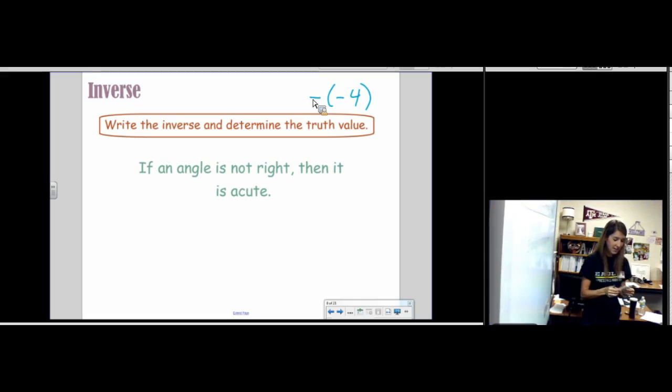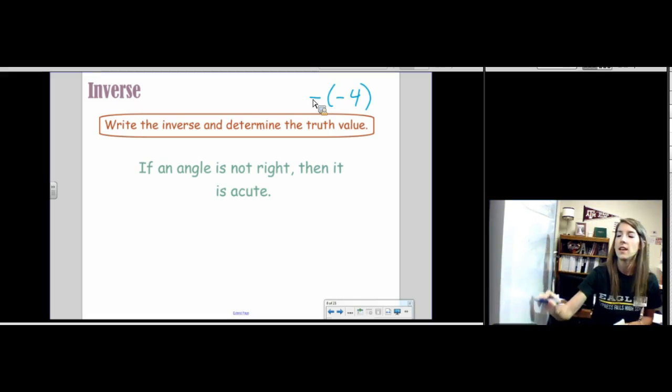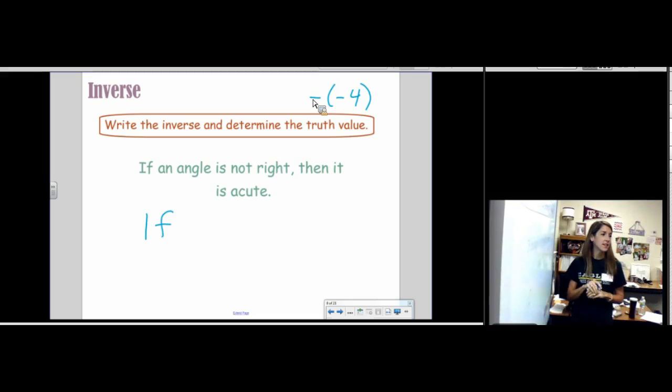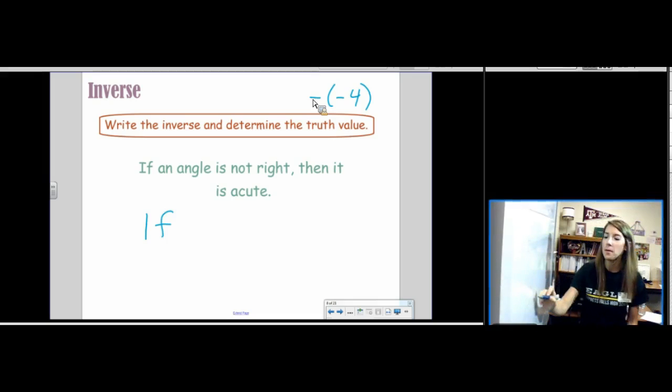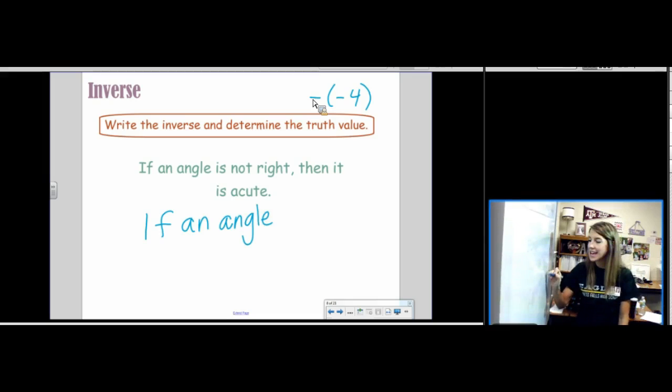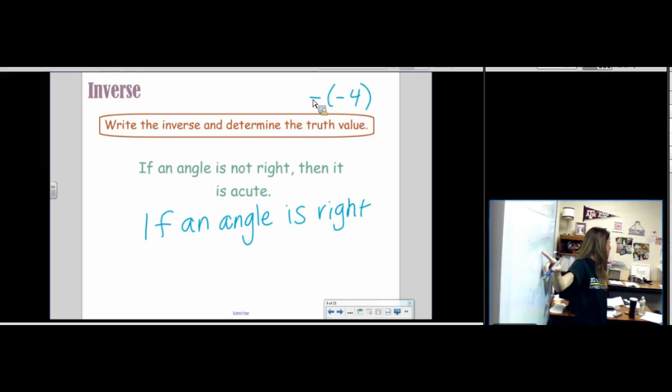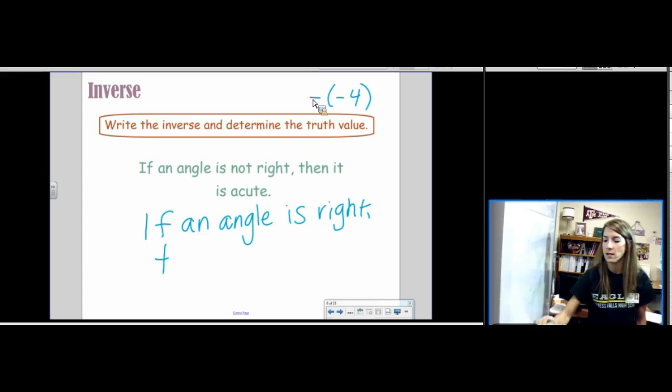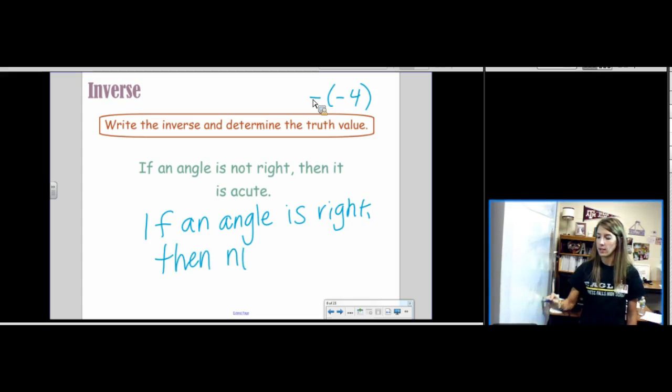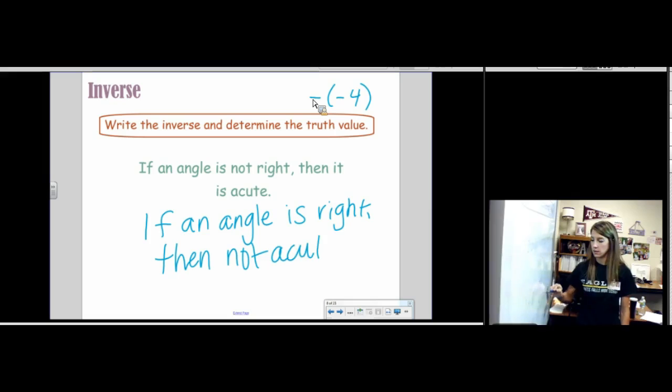So, let's see, Richard, what'd you get for this one? If, yes, wait, good. If an angle is right, you see what happened there? It was a not. So a not turns into a yes and is a true. Okay, keep going, Richard. I'm ready now. Then it is not acute.